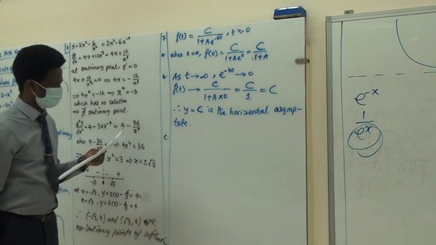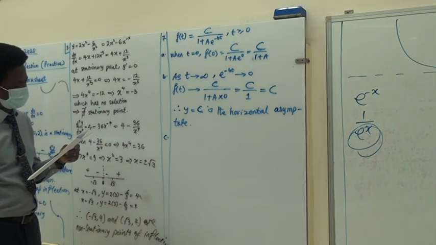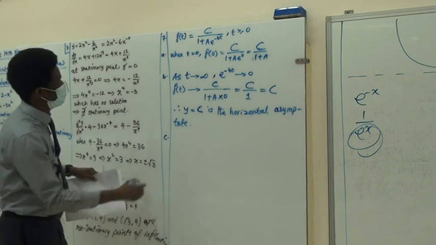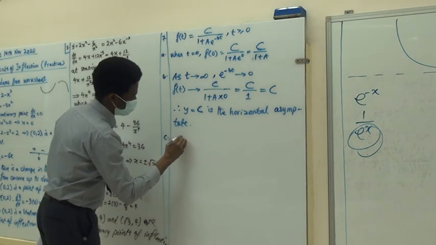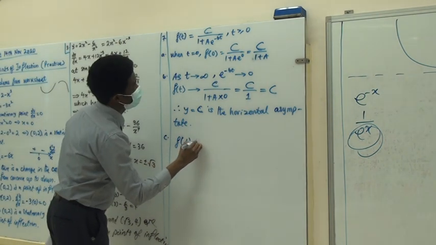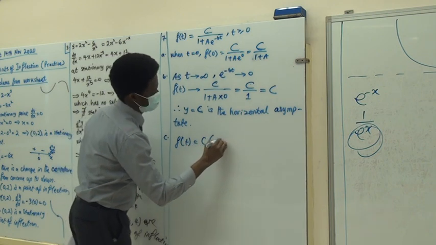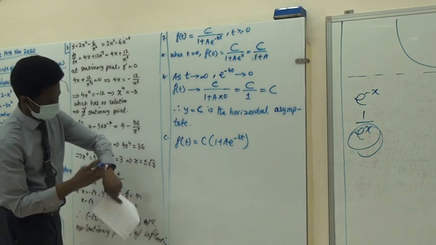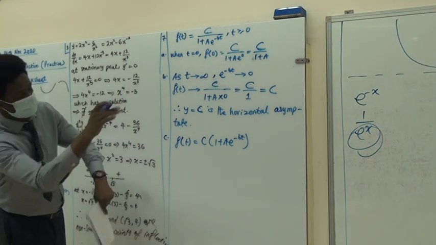C, prove that if a is greater than 1, there is a point of inflection with y-coordinate c over 2. To even talk about anything, you have to differentiate first. I don't know how easy that will be. Let's try.